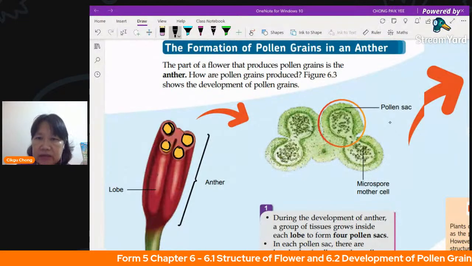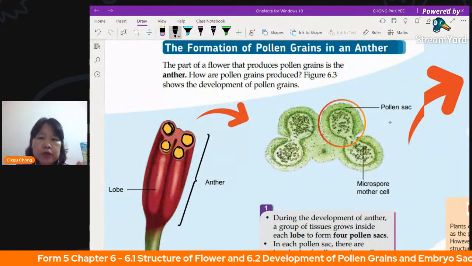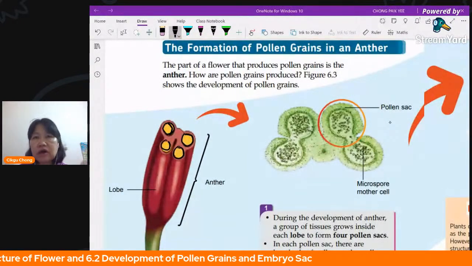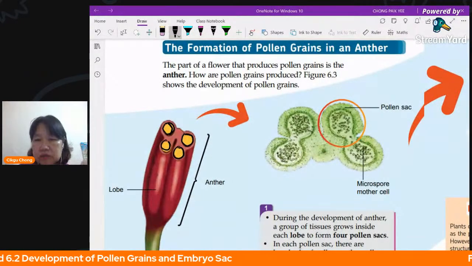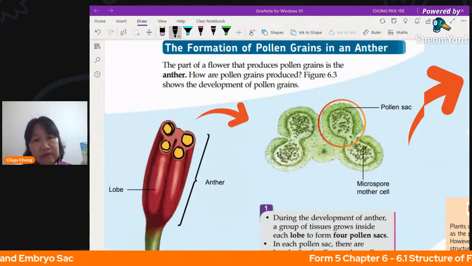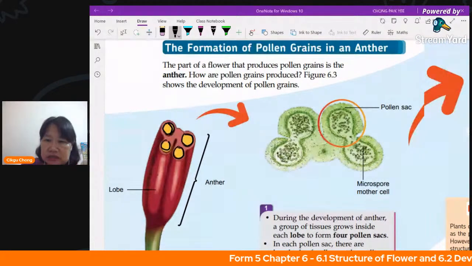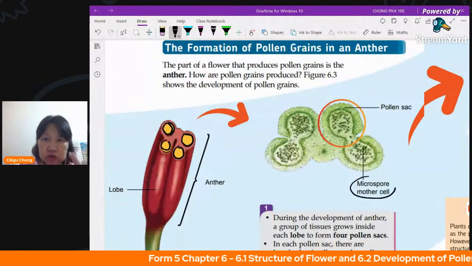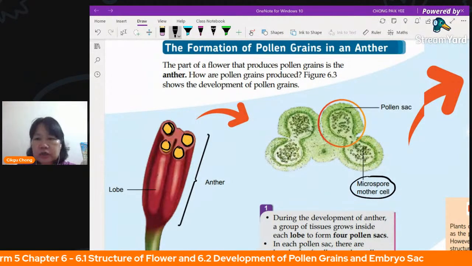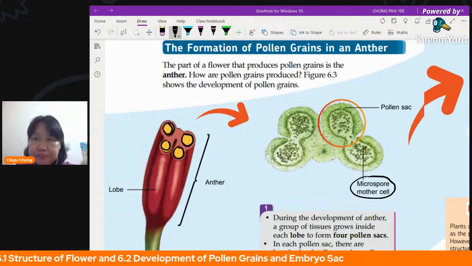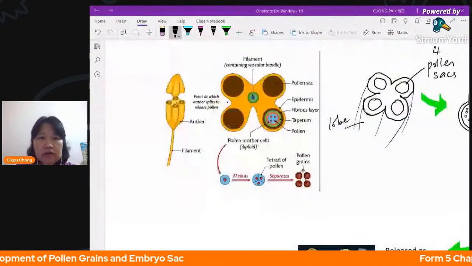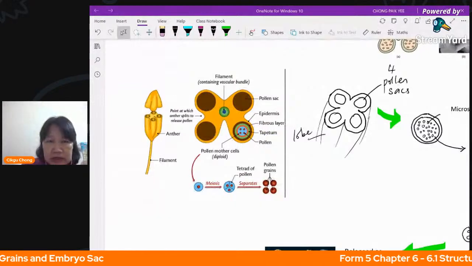Inside the pollen sac, there are cells which are going to be the precursor. The precursor means the origin. From this microspore mother cell, each one of them is going to further divide to get your pollen grain. So this is the source of your pollen grain. All comes from there. Now let's look at my diagram that I drew here.